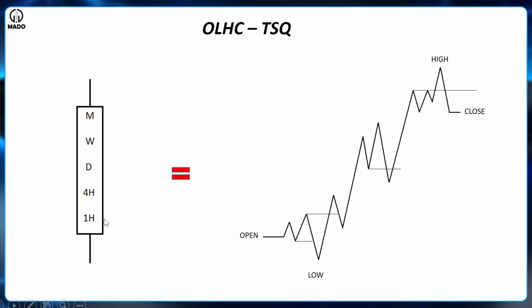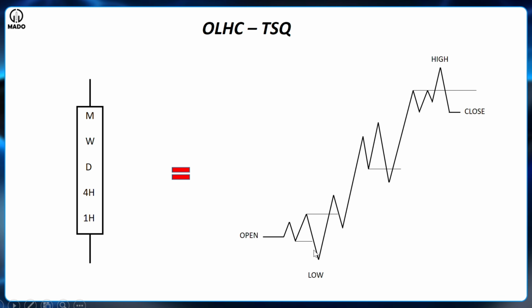lower time frames follow the same logic. Now let's talk about OLHC, open, low, high, close. This structure represents a bullish candle, and this is where we start identifying our TSQ. Alright, let's take an example. Imagine this is a monthly candle. Price opens here. First, it generates liquidity, then we get a turtle soup on the short term low, and this is where the TSQ begins. This becomes our turtle soup phase of TSQ.